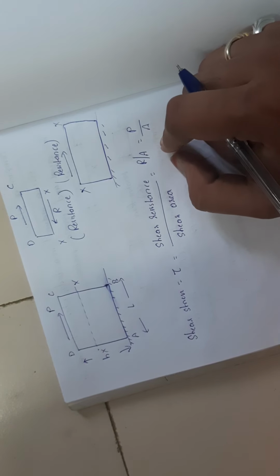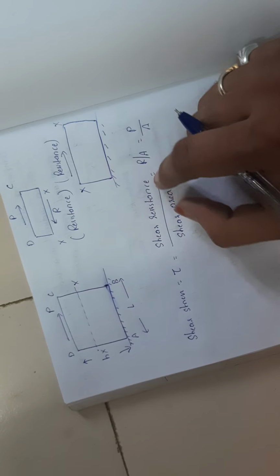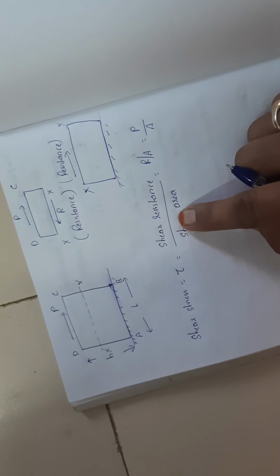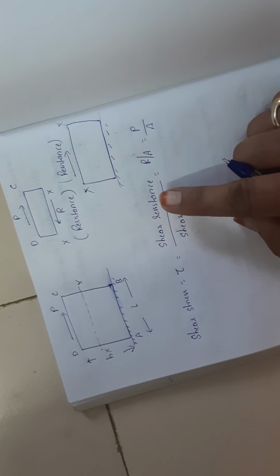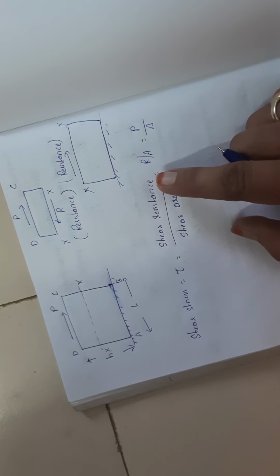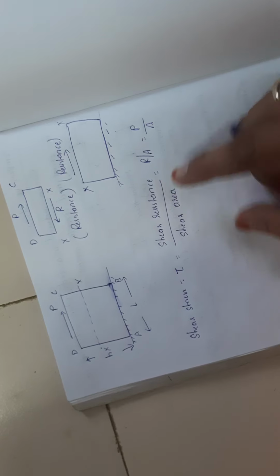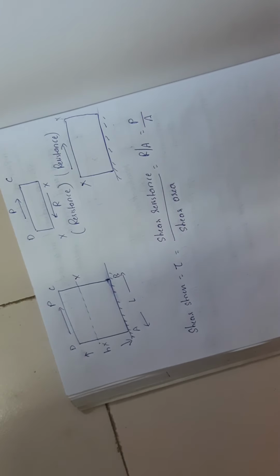Shear stress will act in the tangential direction to the area over which it acts. It is always tangential, it is not normal. Because of this shear stress there will be a shear strain, right? Then we'll see how to calculate shear strain.